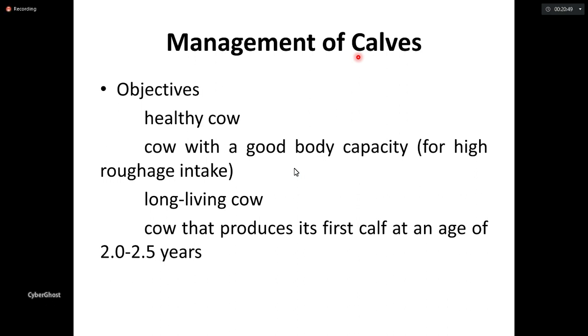Then the next target is that whatever calf is born today should be able to give birth to a calf within 2 years of age, right?